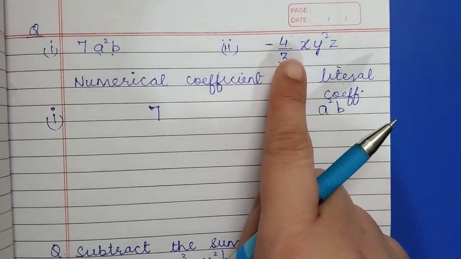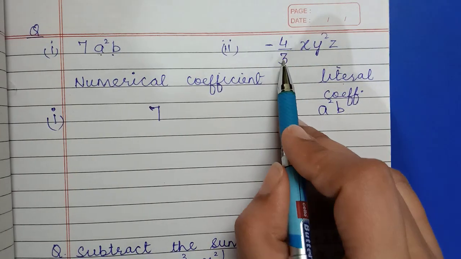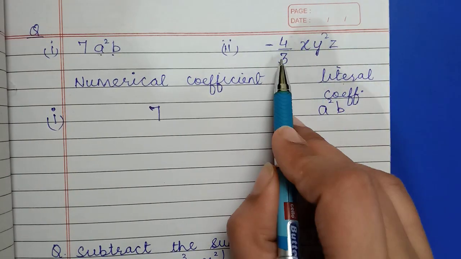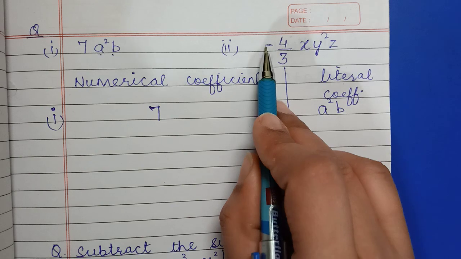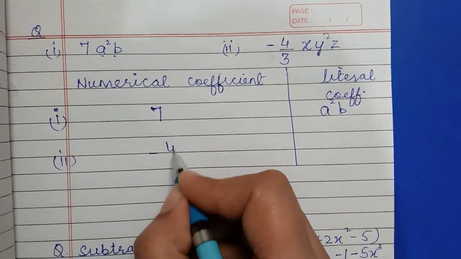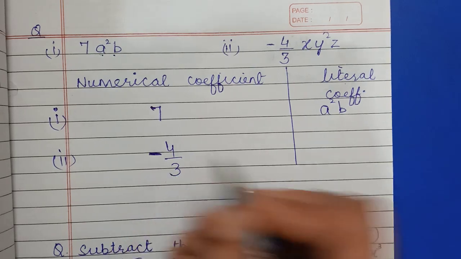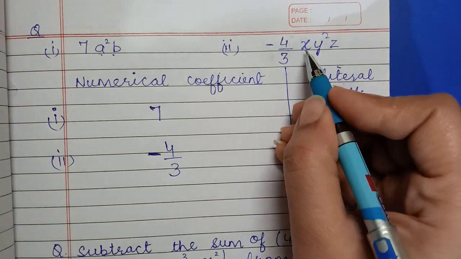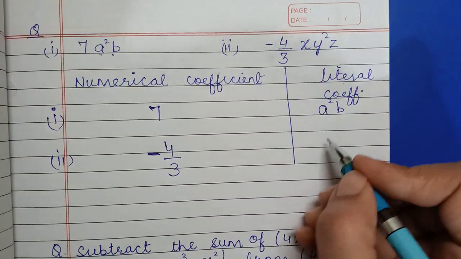Alright. Like in the second case, minus 4 upon 3 xy square z. So what is the numerical value? With sign, minus 4 upon 3. So we will write for the second part, it is minus 4 upon 3. Minus sign also there. And the rest in the literal part, xy square z.